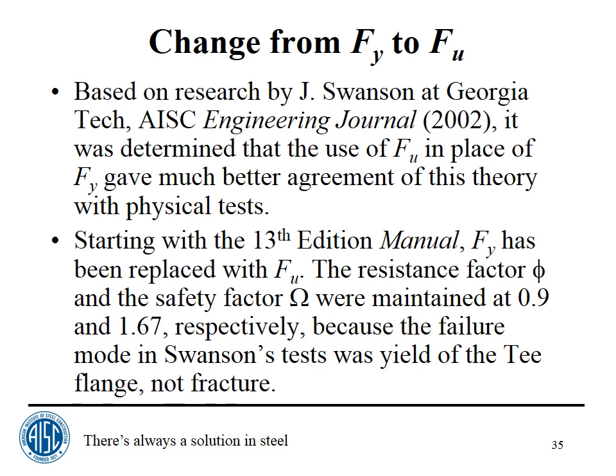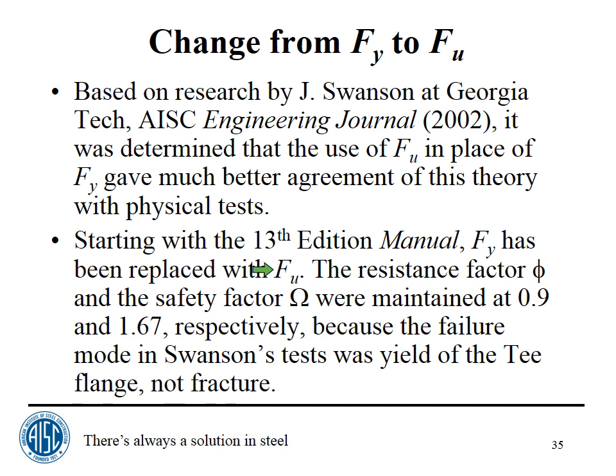The resistance factor phi and the safety factor omega were maintained at 0.9 and 0.75 respectively, because the failure mode in Swanson's test was yield of the T, not the flange. So really what's going on here is some kind of strain hardening, so that we get way above just the nominal F sub y up to F sub u. And if you put F sub u in the equations, it turns out absolutely right on the money.